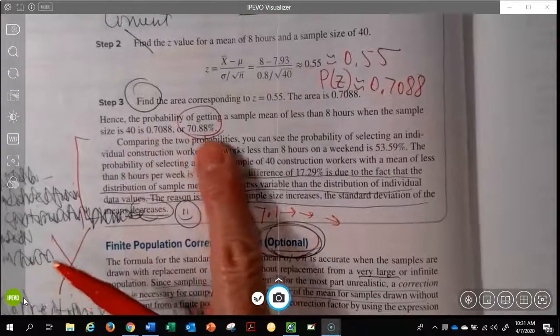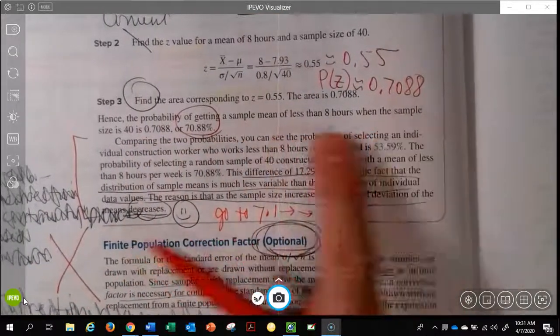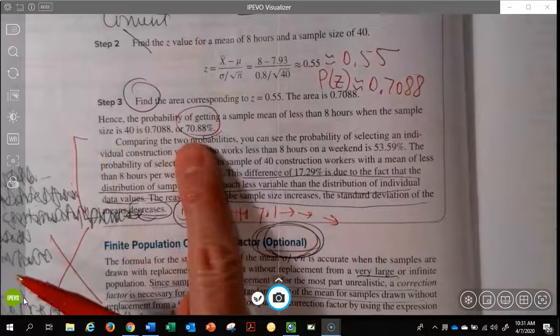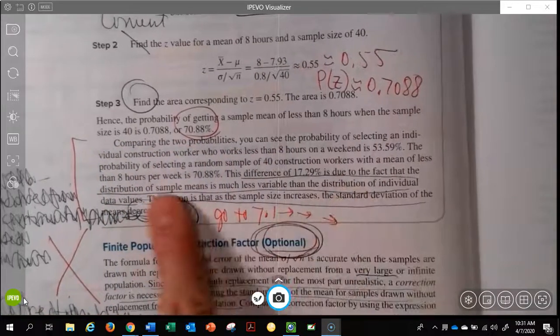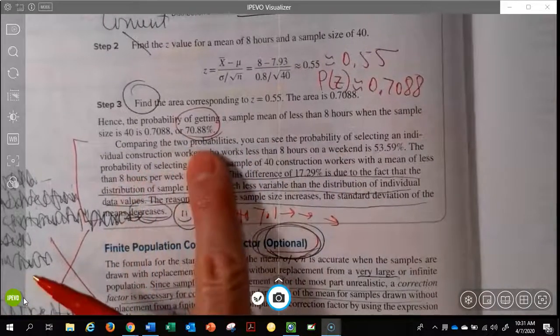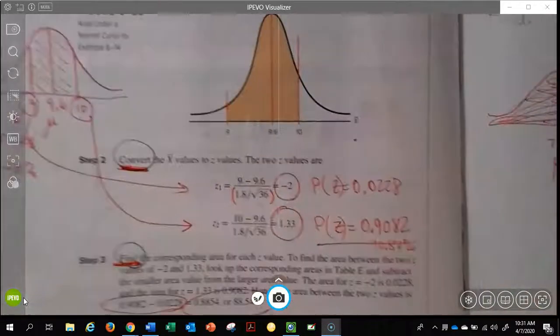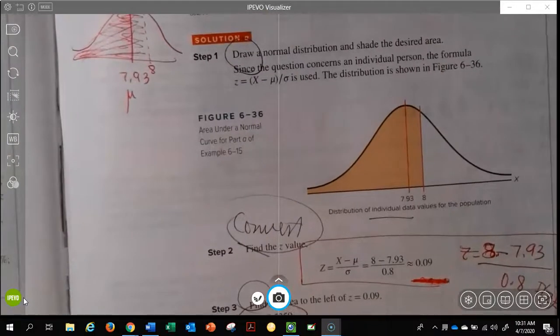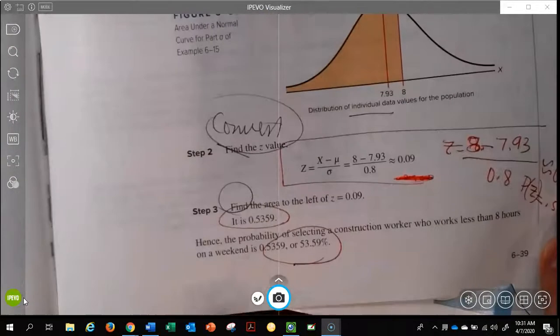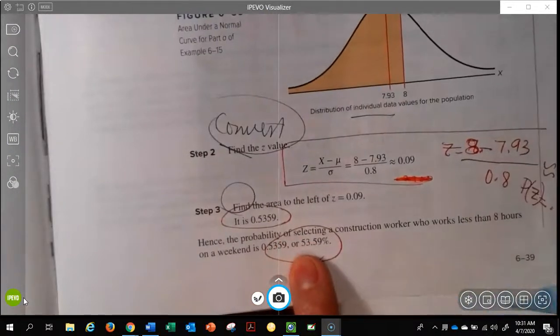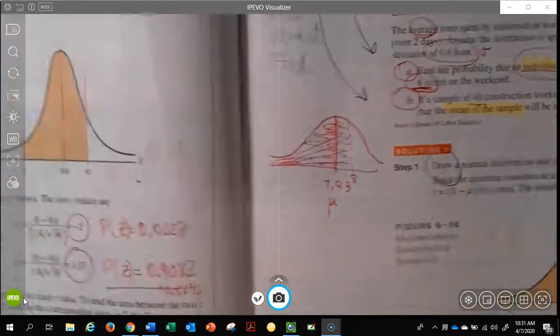And then it gives us a statement. So hence, the probability of getting a sample mean of less than 8 hours when the sample size is 40 is around 70%. A really cool paragraph here says, well, wait a minute. When we did the group, it was 70%. When we did the individual over here, it was about 53%. Wow, that's a pretty big difference. One was an individual, one was a group.